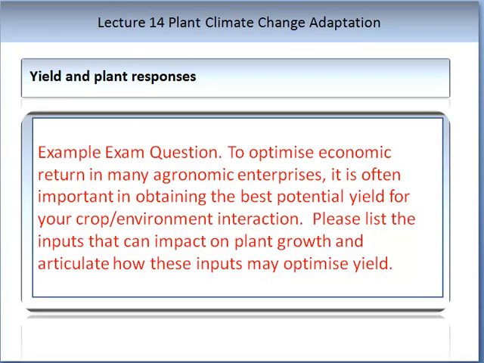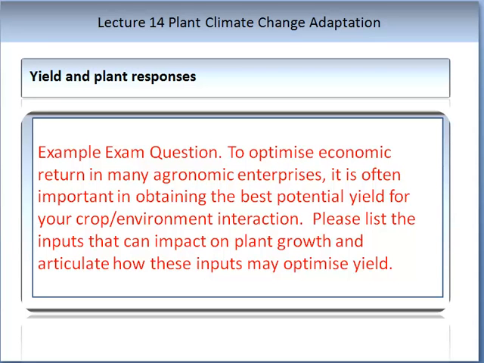Here is an example of a possible exam question on yield and plant responses. To optimize an economic return in many agronomic enterprises, it is often important in obtaining the best potential yield for your crop-environmental interaction. Please list the inputs that can impact on plant growth and articulate how these inputs may optimize yield. This is an excellent question on yield because it allows you to demonstrate much of your knowledge base.